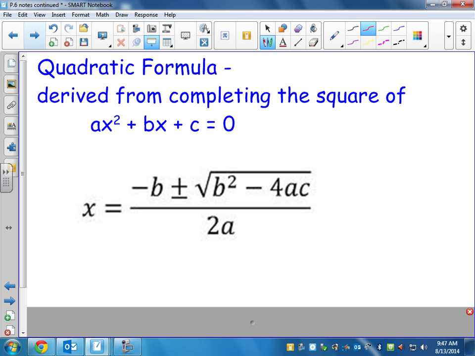Do to a hang low, under negative b plus or minus square root b squared minus 4ac. If you practice your quadratic, you will know it automatic. Do to a hang low. One more time. Do to a hang low, under negative b plus or minus square root b squared minus 4ac. If you practice your quadratic, you will know it automatic. Do to a hang low.